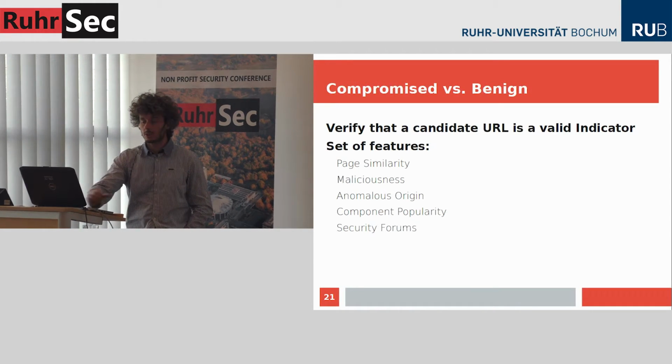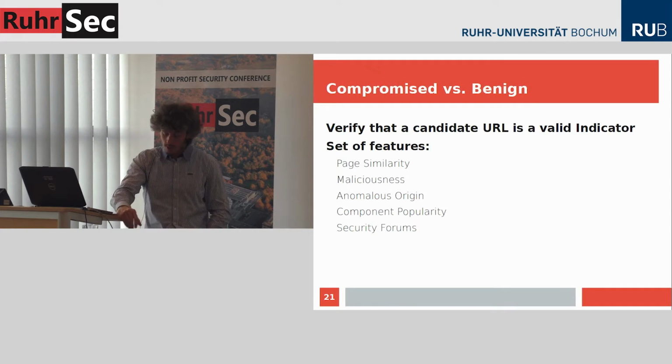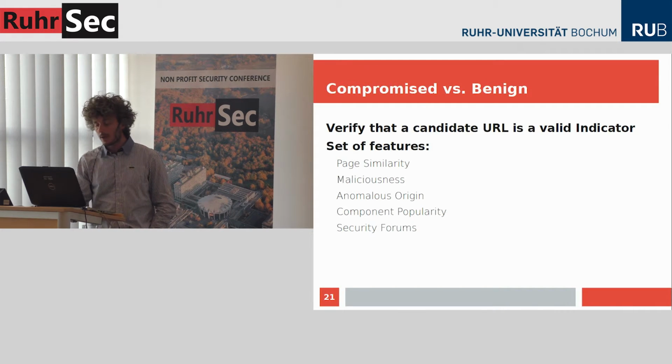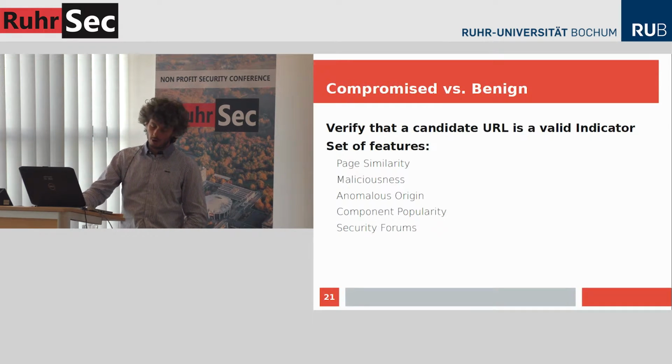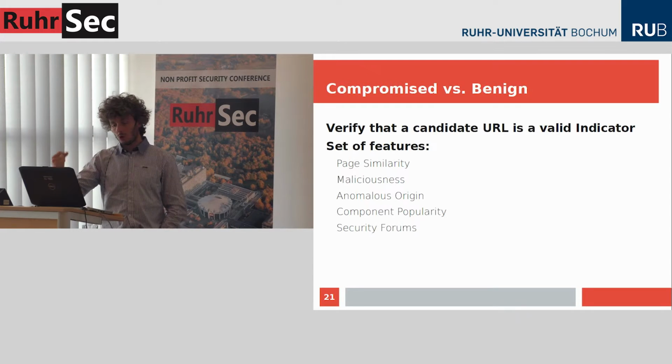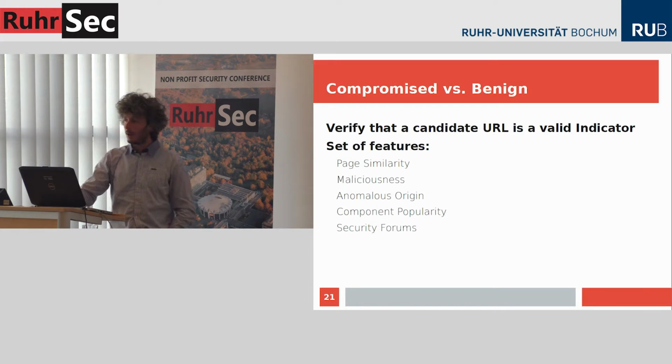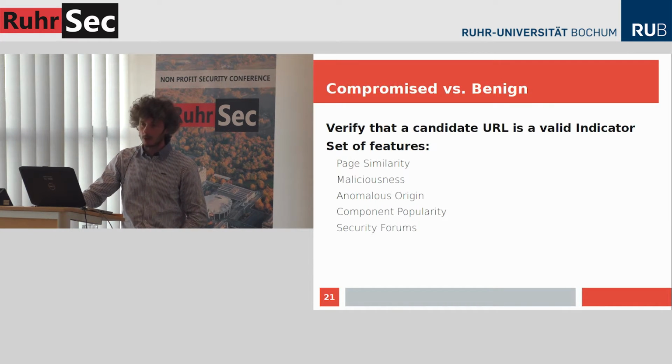And then we look in an automated way at security forums, to see whether somebody has already discussed that specific URL. So we query for the URL and a list of keywords like hack, defaced, compromise, and so forth, to know if somebody else has already discussed that specific URL. So we use these five features.